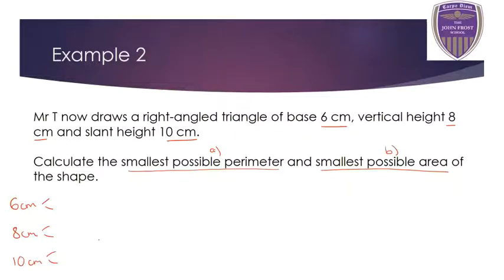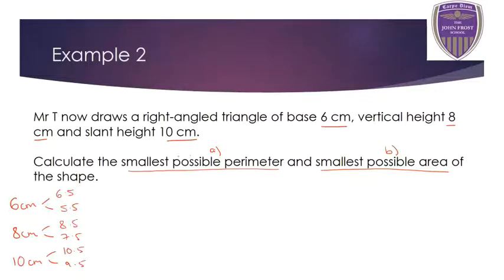So we know that nearest centimeter means the nearest whole in this case, so we're going to add on 0.5 and take away 0.5. So your upper bound here is 6.5, lower bound is 5.5, then upper bound is 8.5, lower bound is 7.5, and then for 10, upper bound is 10.5, lower bound is 9.5.